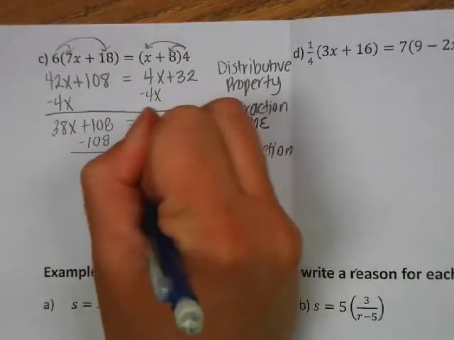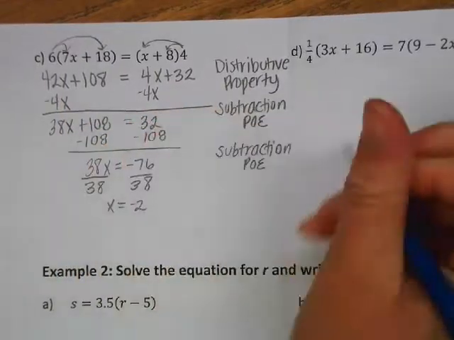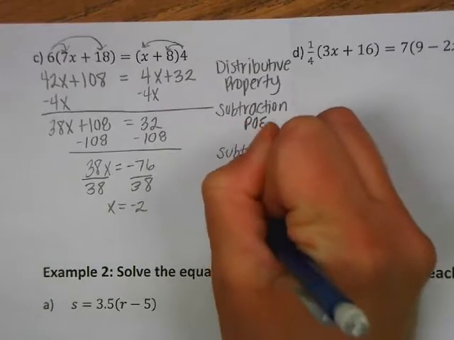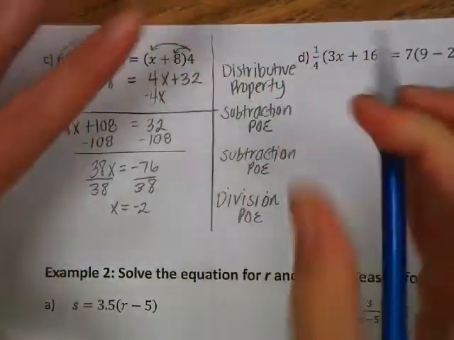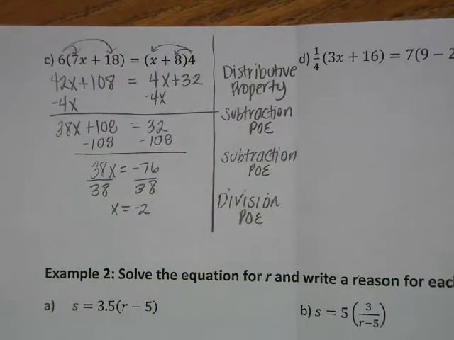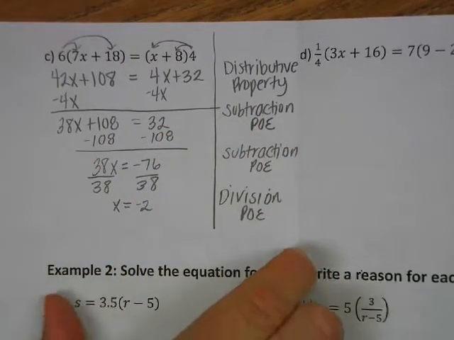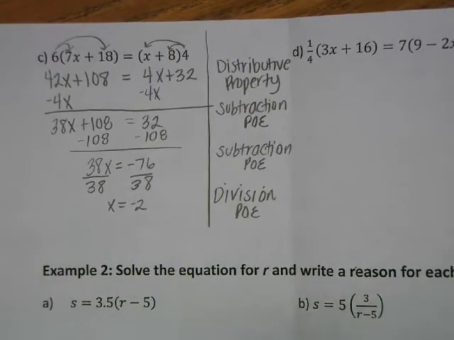Then solve for x by dividing both sides by 38. So x equals negative 2. And that's using the division property of equality. So again, there's your 2-column proof with your statements on the left, your reasons on the right. And eventually we're going to be taking this format and doing geometric proofs. So this is just to kind of get used to that format.